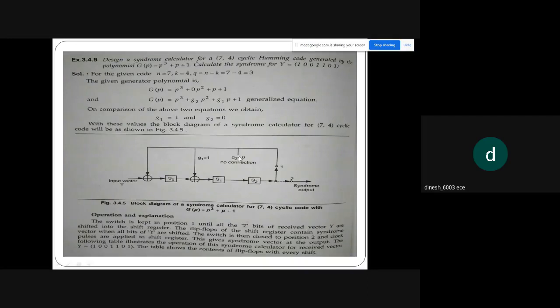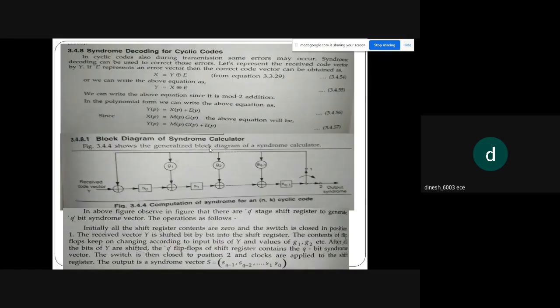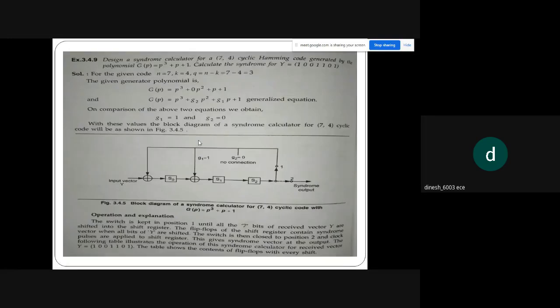Since g2 is 0, if you substitute that in the above block diagram, we'll be having only g1. So S0 modulo 2 addition S1, then straightly it gives to S2. So that is the diagram here. S0 and modulo 2 addition g1 will give S1. So whatever is present in S1 is S2. Then the remaining will be the output of the syndrome, a switch between 1 and 2.